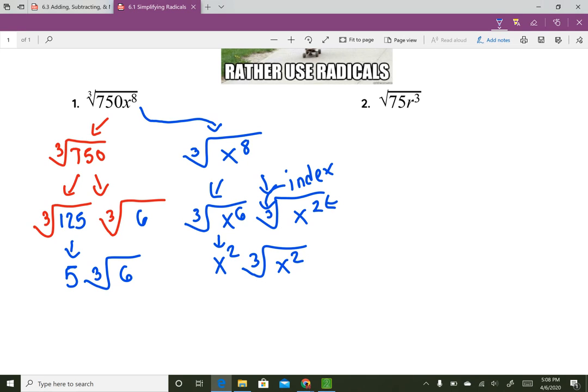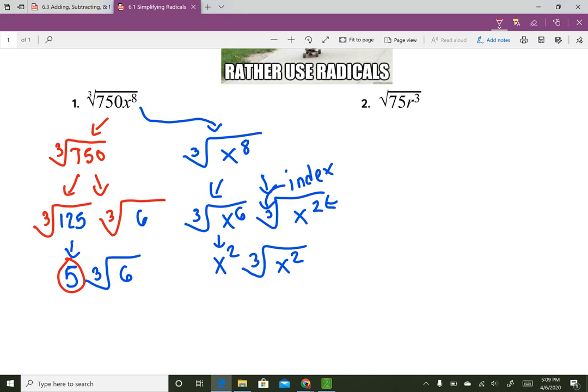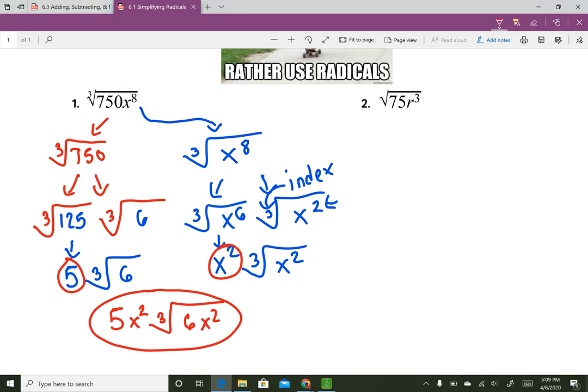Now all we have to do is take everything that's on the outside and put it together. So the 5 and the x squared, and everything that's on the inside of the radical, I'm going to put those together. So I'm going to get 5x squared, and then the cube root of 6x squared. And we have our answer. So that's example 1.